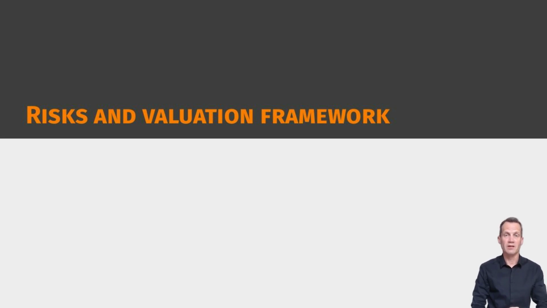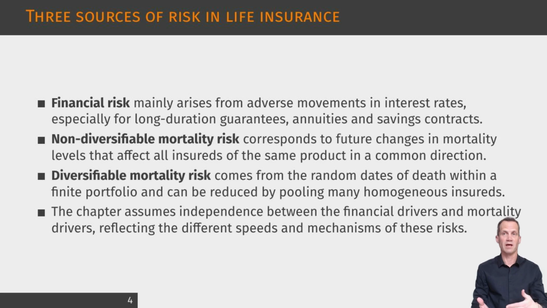The first task is to identify the risks embedded in a life insurance contract. The second is to describe the information available to the market, to the mortality modeler, and to the insurer observing its own portfolio. This distinction matters because valuation is always conditional on a filtration, that is, on the information known at the valuation date. A life insurance contract is first exposed to financial risk.